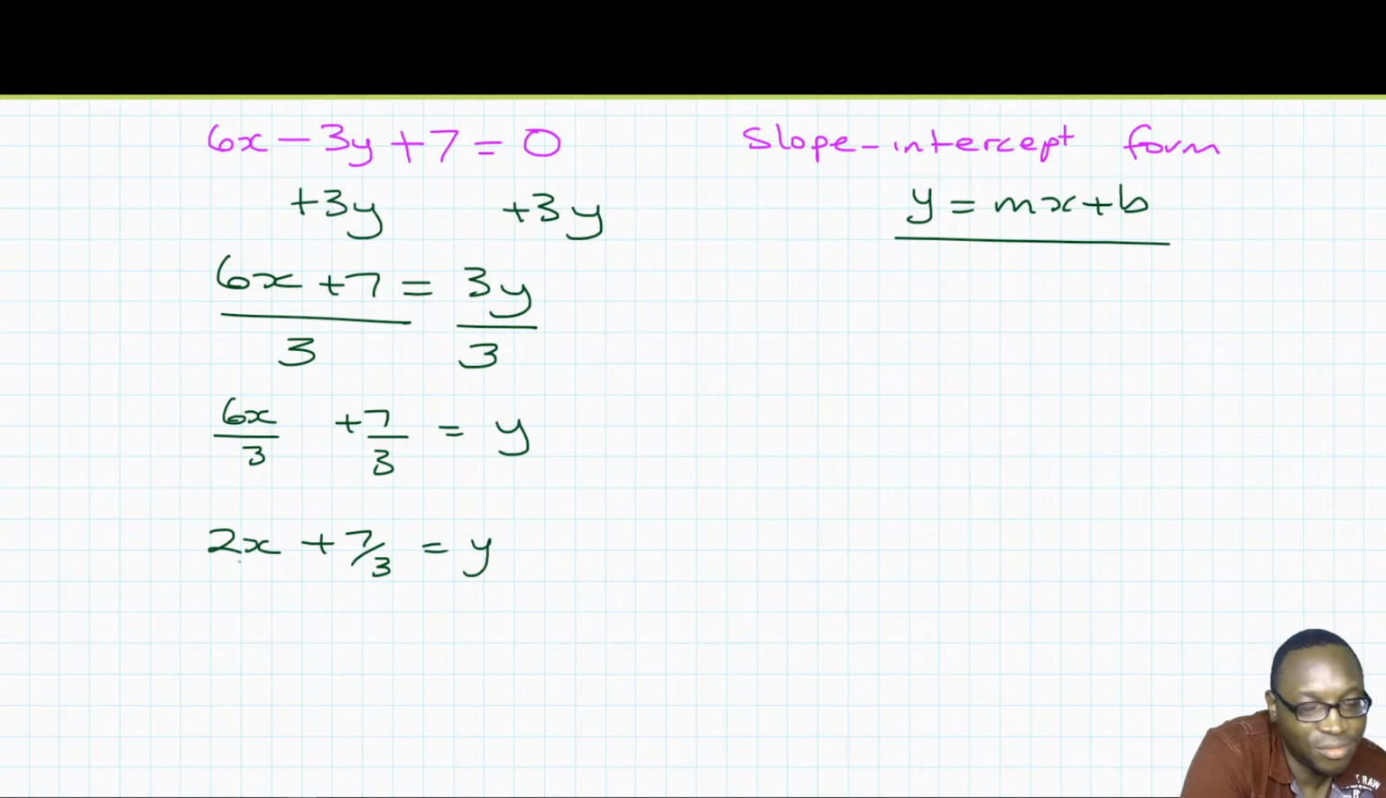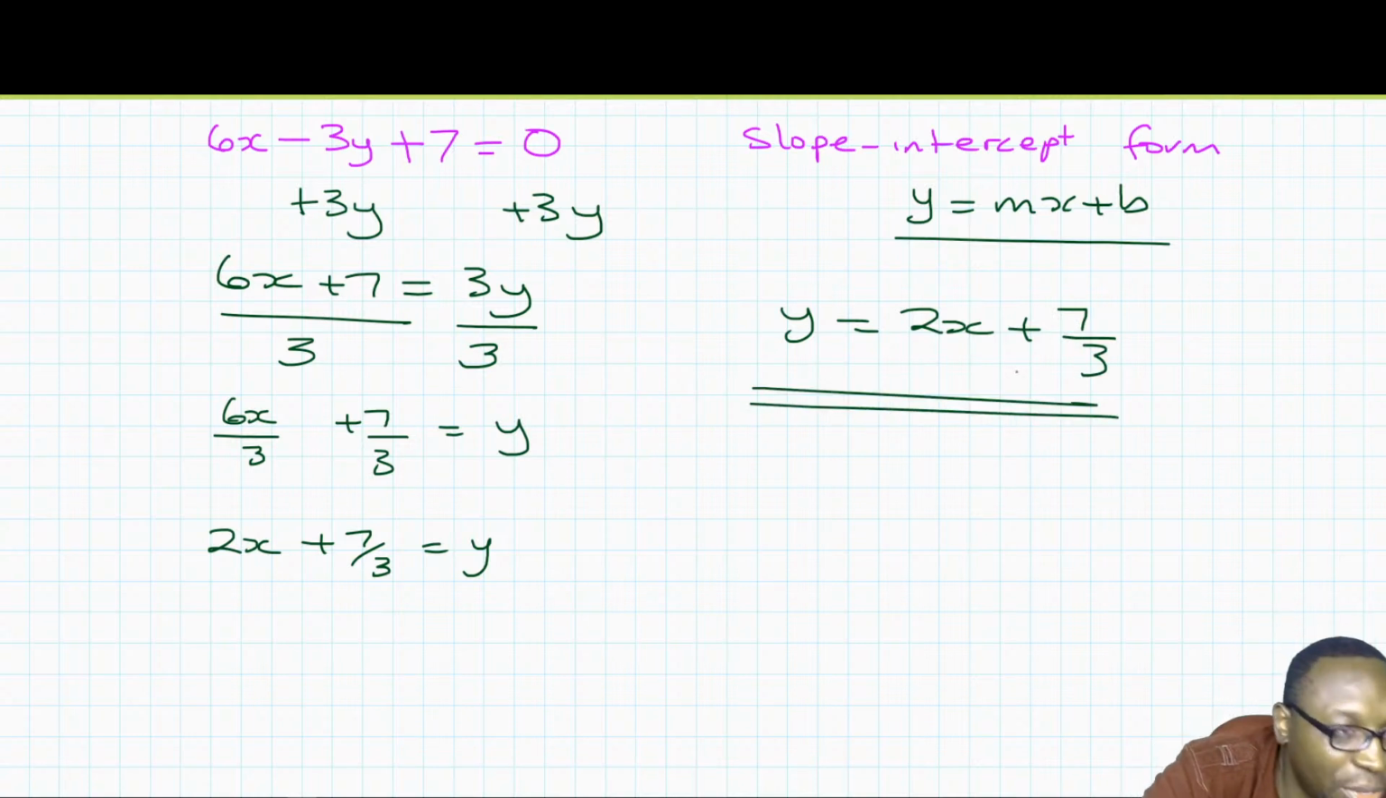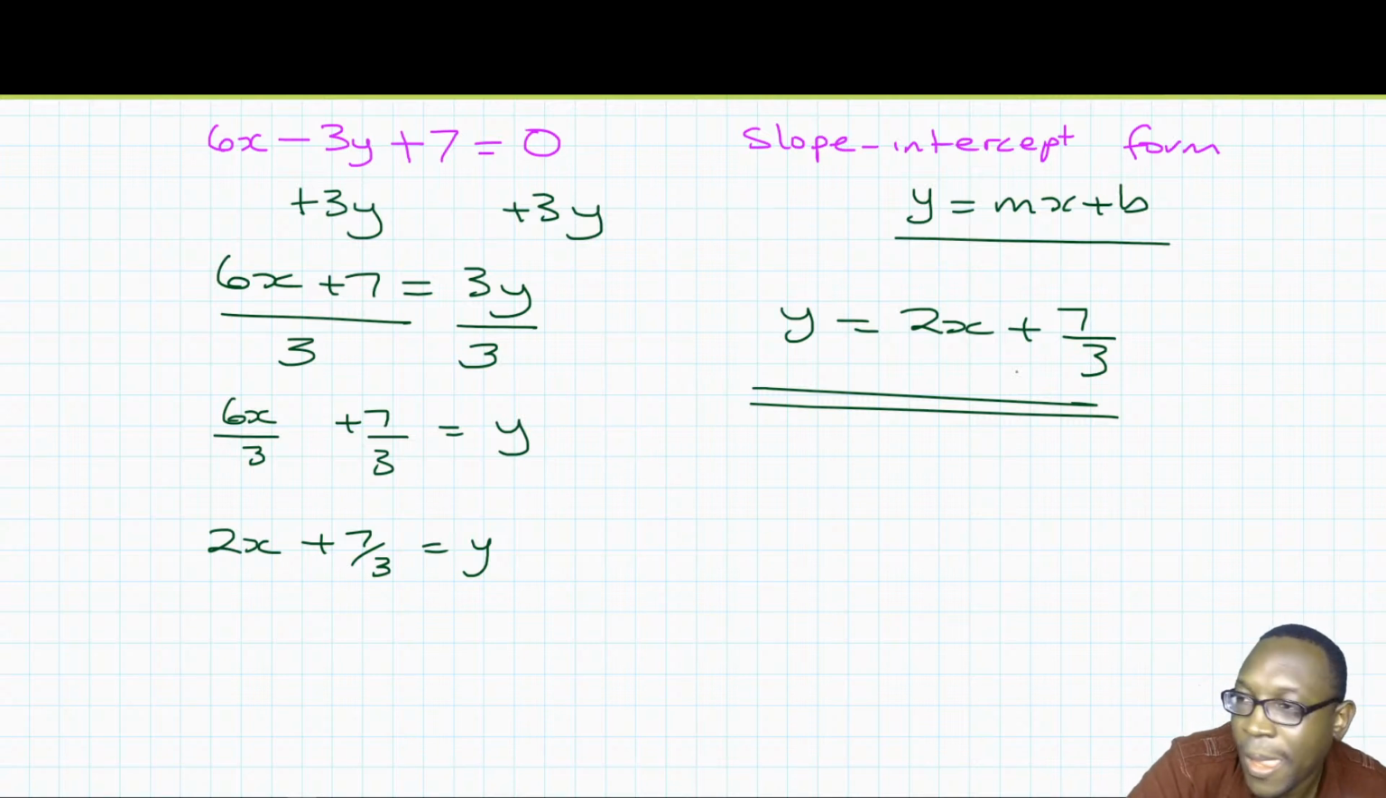And just for the standard way of writing the equation, we're going to rewrite this as y equal to 2x plus 7 over 3. And that's going to give you the answer to your equation in slope-intercept form.